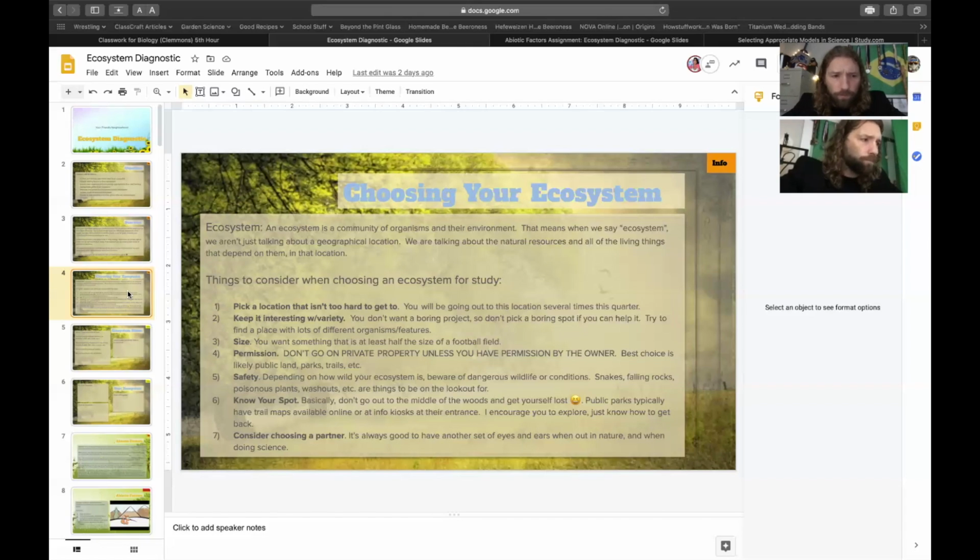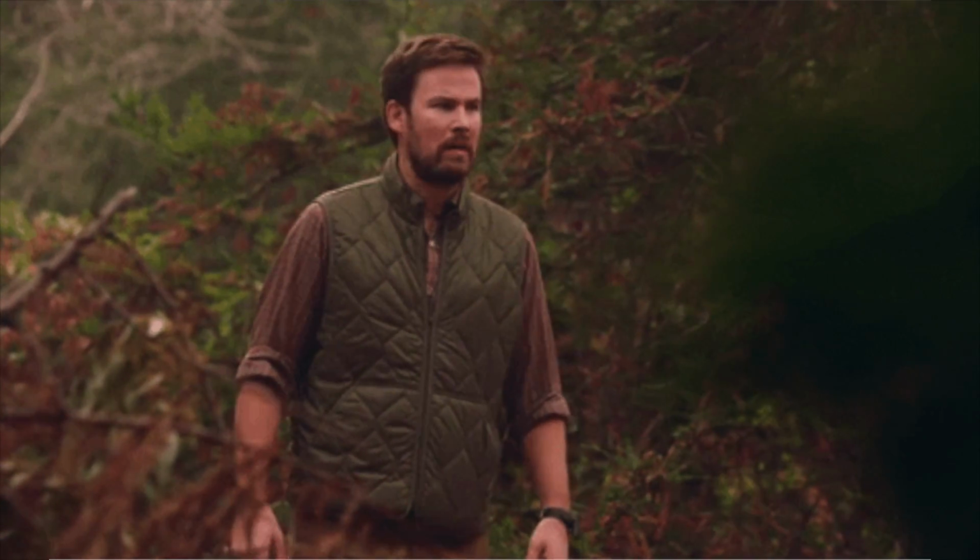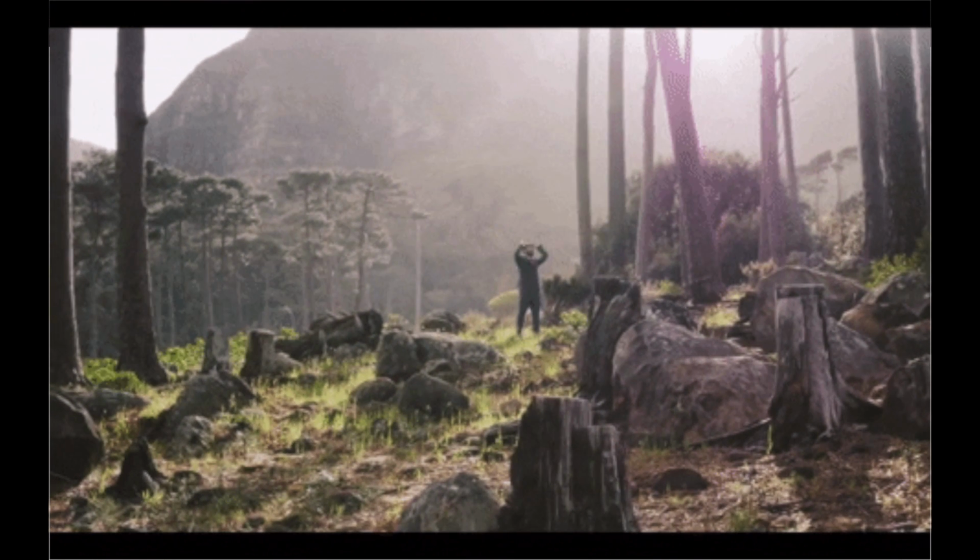Other things to keep in mind is, I already said size. I already said making sure it's not something too hard to get to. Already talked about permission and safety. It's someplace that you know well, or someplace that isn't too hard to figure out. So what I mean by that is, don't just go to some wooded area and go get yourself lost. If you can find a park that has trails in it, that might be a good place to go, because most parks have trail maps that can help you navigate and keep you from getting lost. Wandering through the woods is never a good idea if you don't know the area.